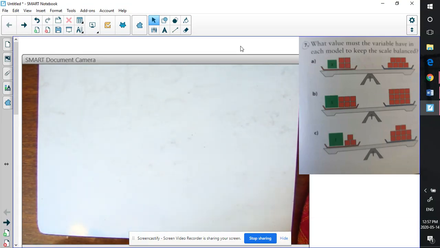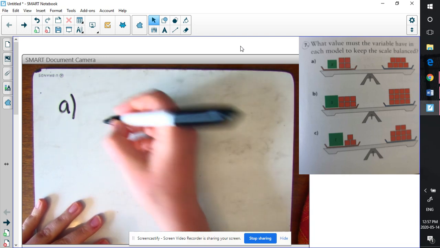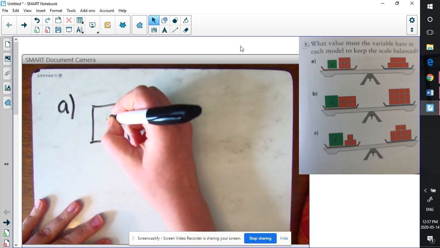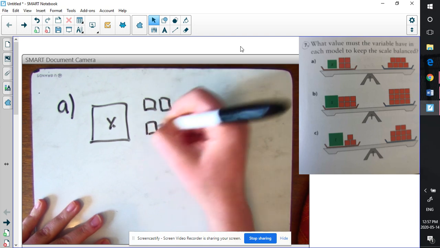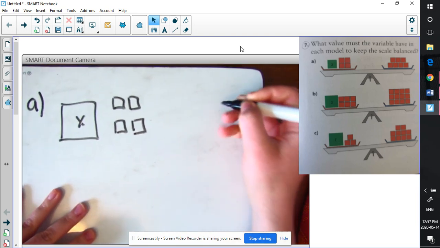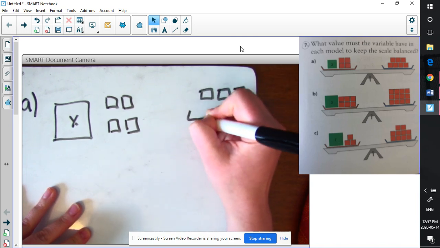Okay, so let's go through these. Let's start with A. So we've got a balance here. There's a green square labeled X. Then there are 4 red squares. And then on the other side of the balance, there are 7 red squares.